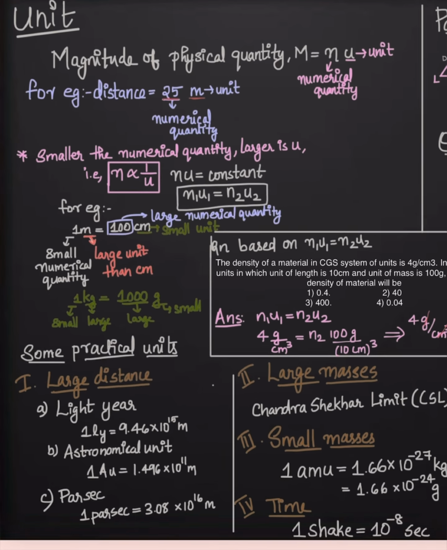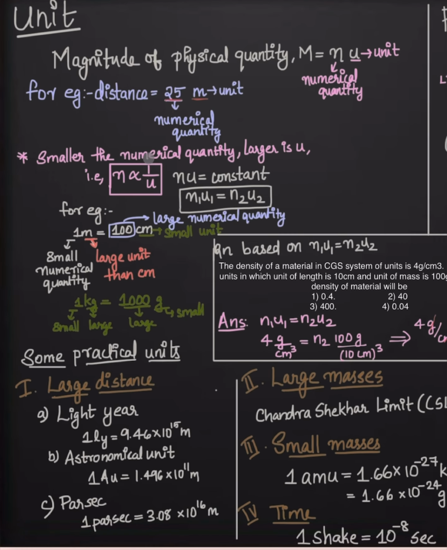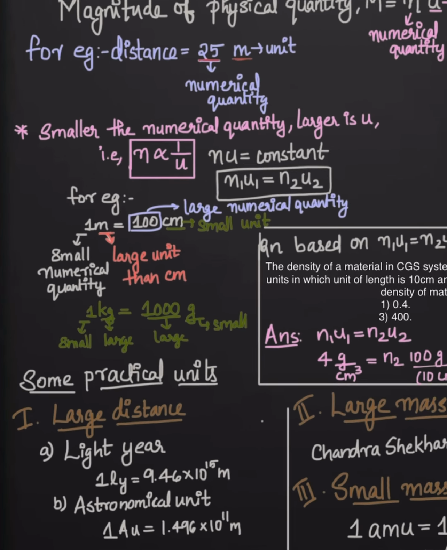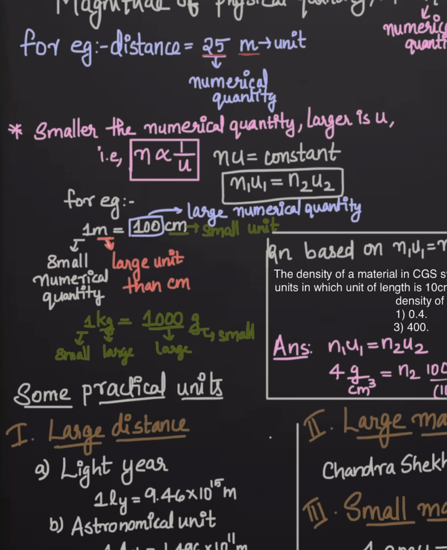Since n is inversely proportional to u and nu is equal to a constant, n1 u1 is equal to n2 u2. Let us note this example: 1 meter is equal to 100 centimeter.